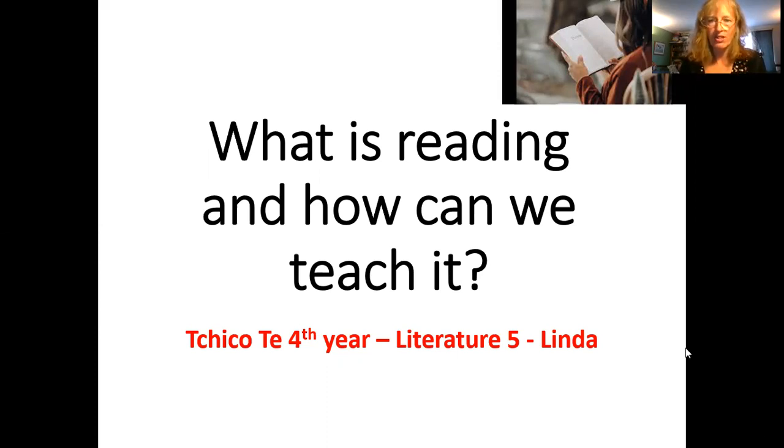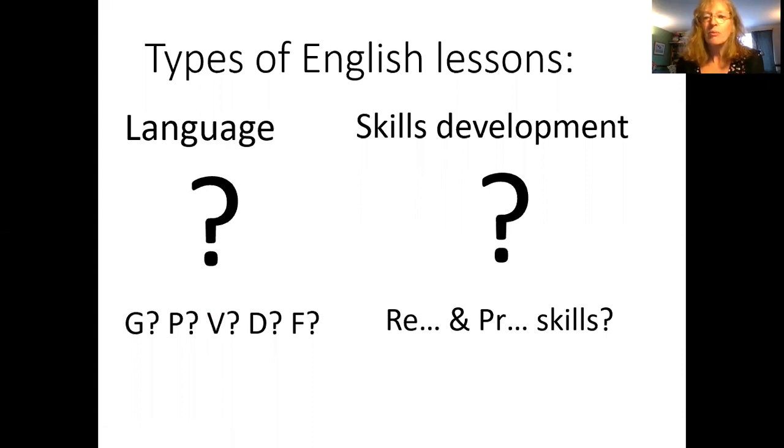Let's move on to today's lesson. So we're going to look at reading and teaching reading. When we're teaching English, there are 2 main types of lessons: language lessons and skills development lessons. In the language lessons, we're teaching new language for students to use. In the skills development lessons, we're getting learners to practice and develop their skills in using that language. And these can be completely separate lessons.